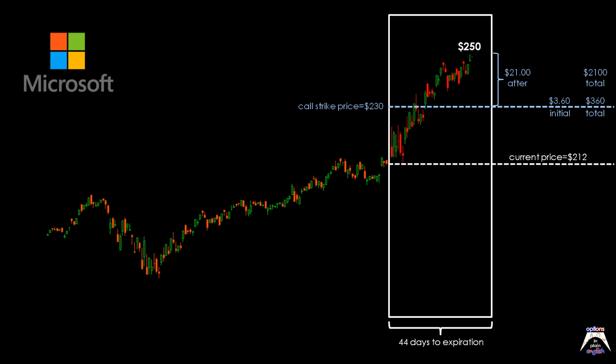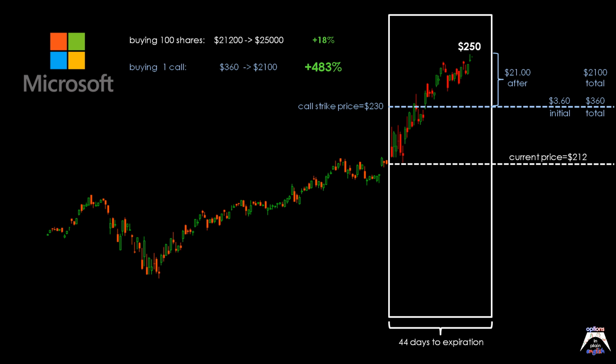If we compare bullish positions, buying 100 shares for this price move would have had our position going from $21,200 to $25,000, whereas buying one call option contract would have turned our $360 investment into a $2,100 position. This represents an 18% profit for the stock position and a 483% profit for our options position.